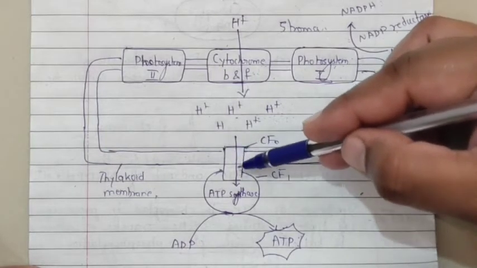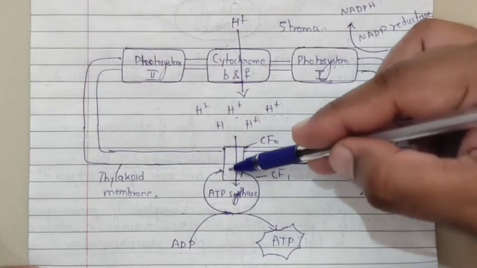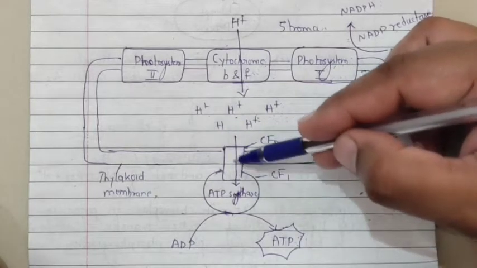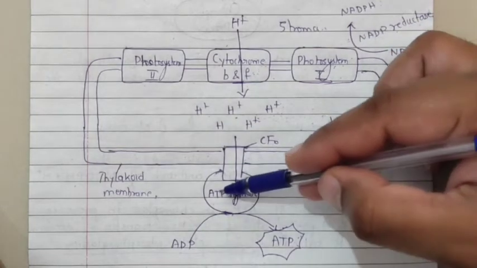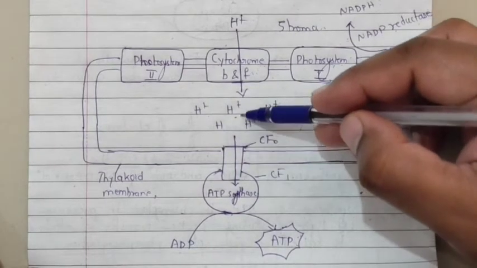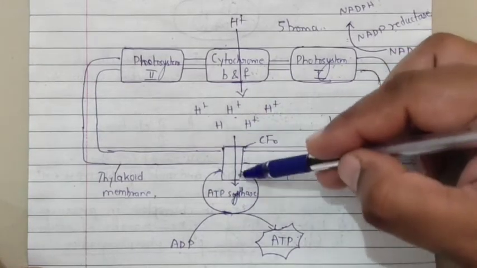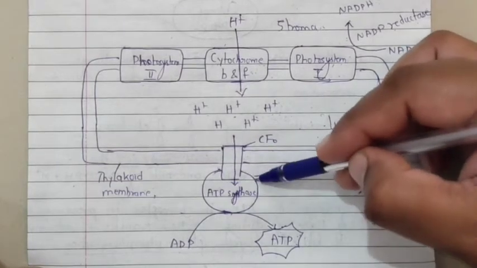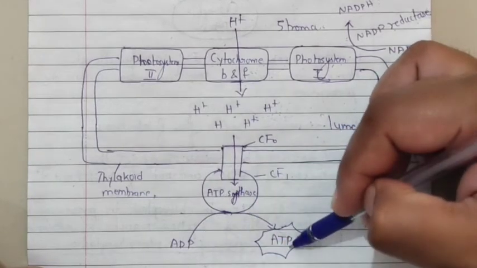So this is the ATPase particle. It is having two parts. CF0, which is embedded in the thylakoid membrane, and there is one more part which is protruded outside the thylakoid membrane, that is CF1. It is having ATP synthase activity. So it is because of the proton movement, H plus movement from the lumen into the stroma through CF0, it causes the conformational changes, structural changes in the CF0 that results in the formation of ATP from the ADP.